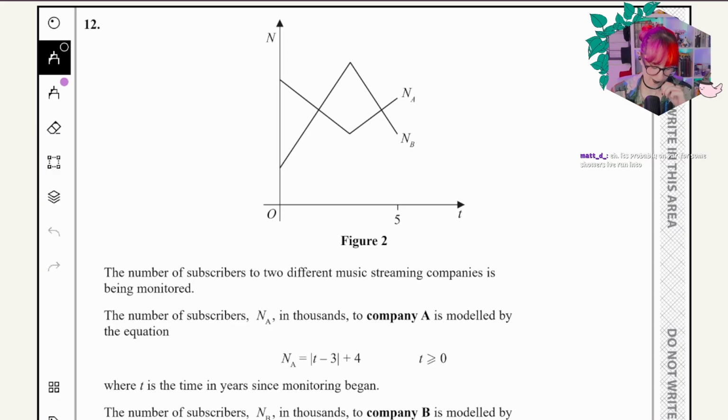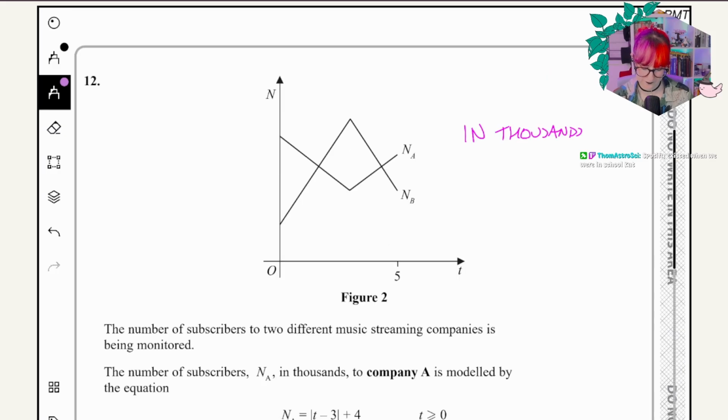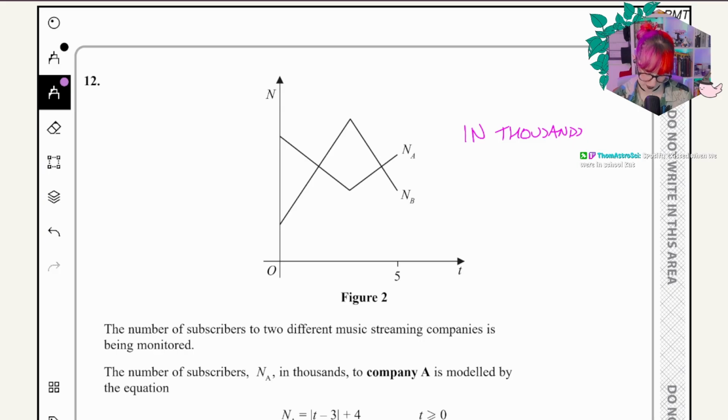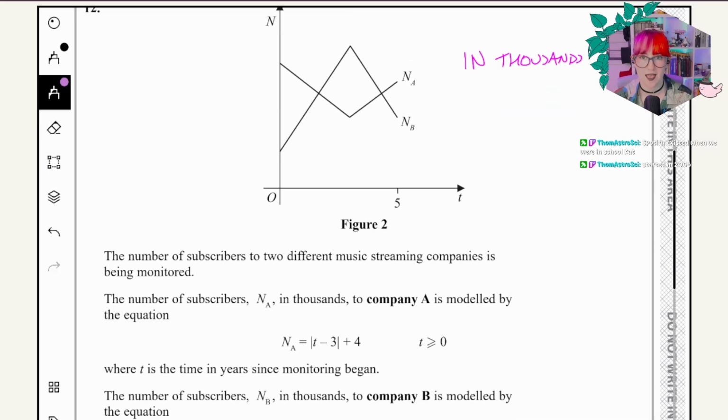That's what's happening. So we have question 12. A number of subscribers to 2 different music streaming companies is being monitored. The number of subscribers, NA, in thousands. I do wish it would stop dropping. There we go. Number of subscribers, NA.